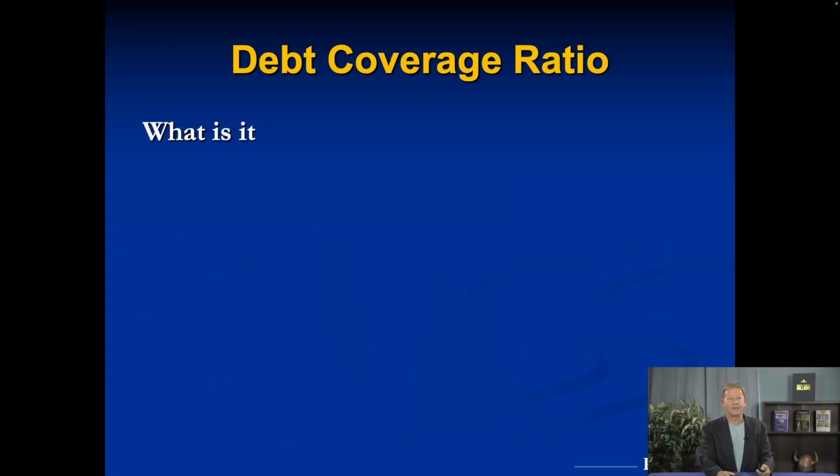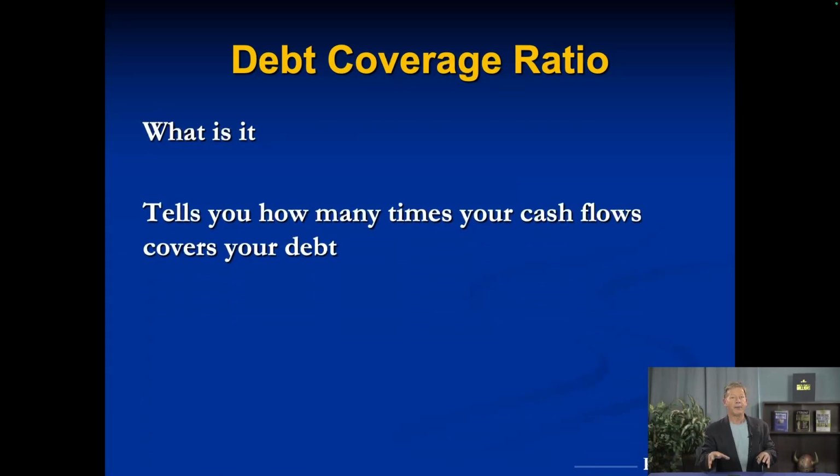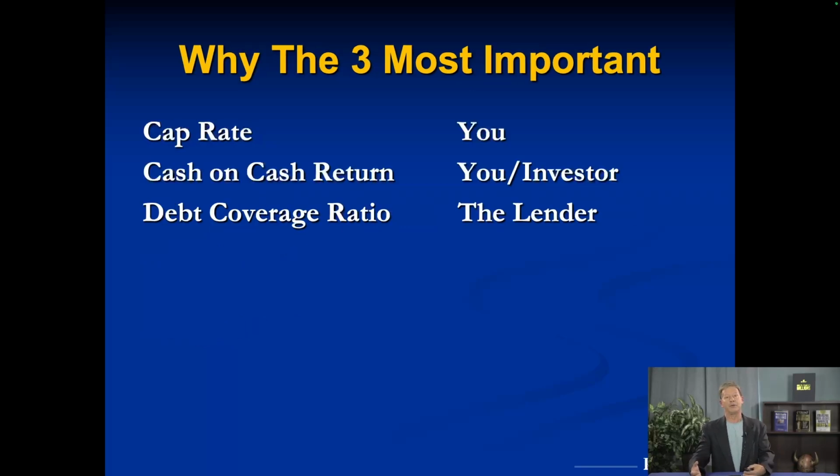Next up is the debt coverage ratio. So what is the debt coverage ratio? The debt coverage ratio tells you how many times your cash flow covers your debt, okay, your mortgage payment. So when banks are looking at this, the banks want to see that for every dollar that you're paying them in debt, you have $1.20 or $1.30 in cash flow. All right, so the reason that these are the three most important ratios is because they cover the three most important people in any particular deal. So the cap rate covers you as the investor, the cash on cash return covers you if you don't have any investors, or the investor if you're doing syndications. And the debt coverage ratio covers the lender.